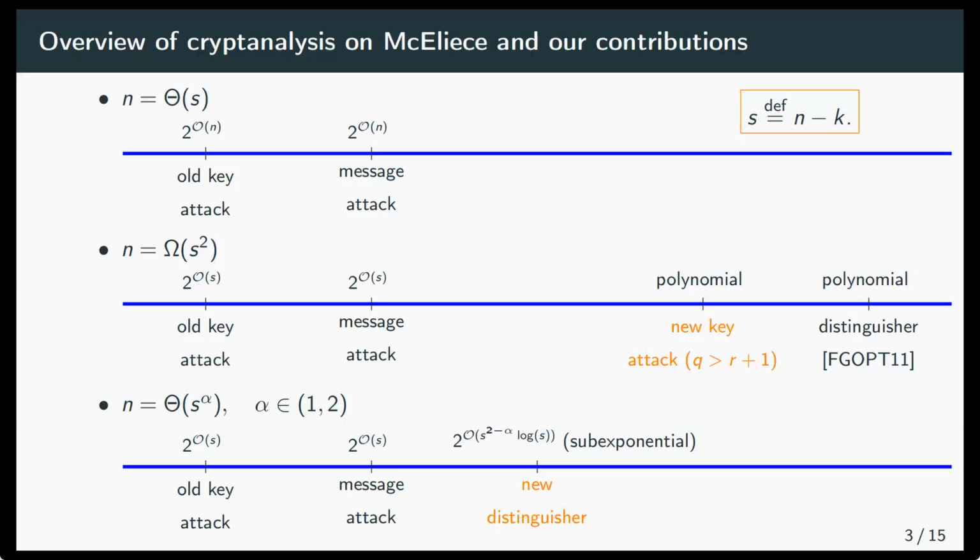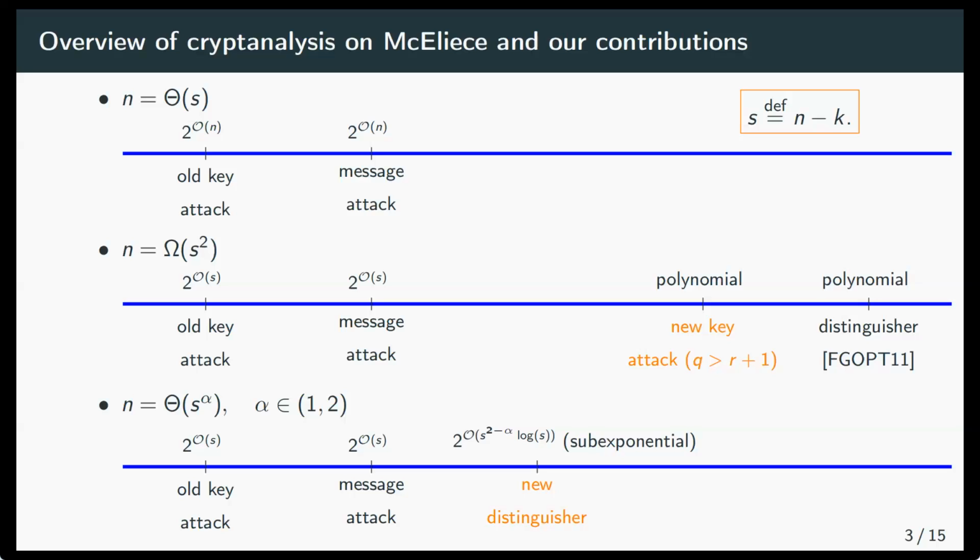If instead we take the parameters where the length n grows at least quadratically with respect to the codimension, then these two families of attacks still have exponential complexity in the codimension. However, this is exactly the regime where the older distinguisher that I mentioned applies. And our first contribution was to derive a key recovery attack on Goppa codes, an efficient one, polynomial time, in this regime, under the additional condition that the field size q is strictly larger than r+1, where r is the degree of the Goppa polynomial.